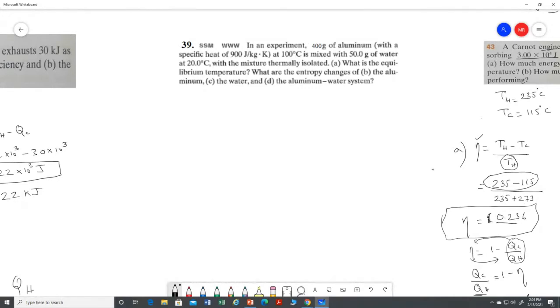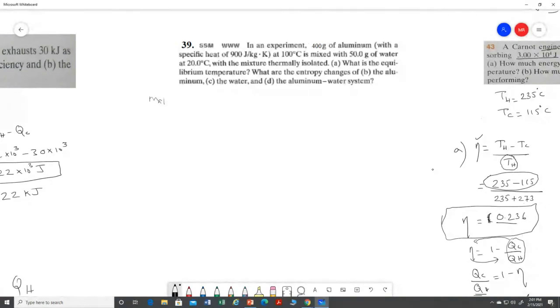In an experiment, 400 grams of aluminum with a specific heat capacity of 900 joules per kilogram Kelvin at 100 degrees Celsius is mixed with 50 grams of water at 20 degrees Celsius, with the mixture thermally isolated. That means you take 2 components. What are they? Aluminium and water. What is the mass of the aluminium?